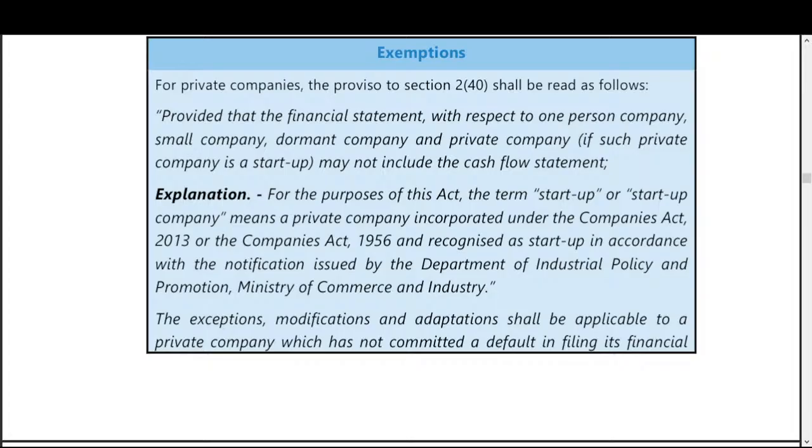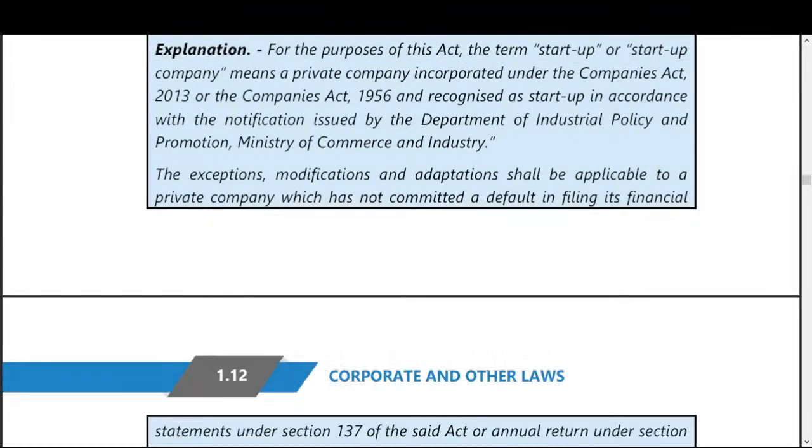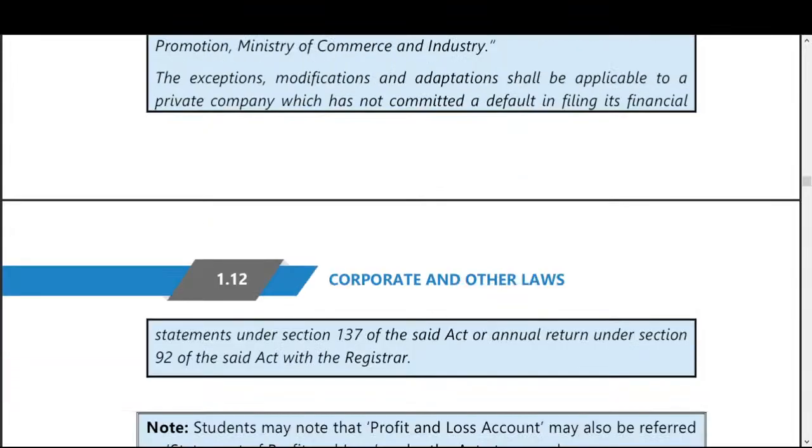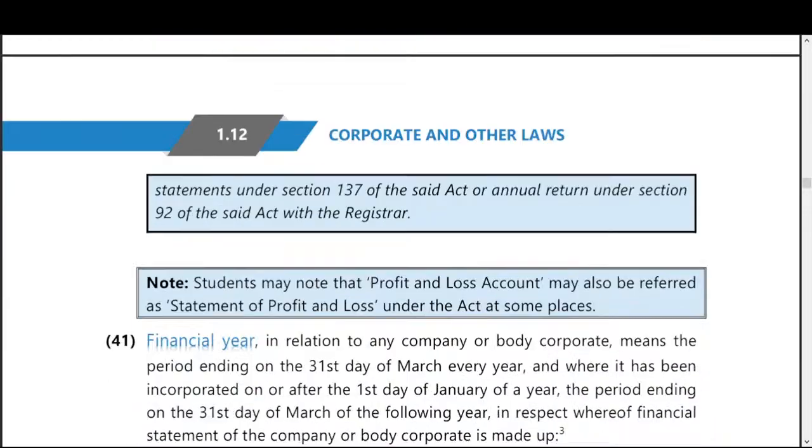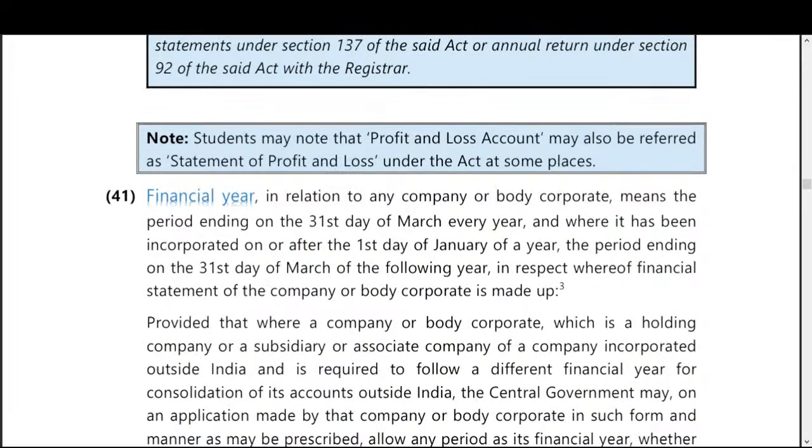The exceptions, modifications, and adaptations shall be applicable to the private company which has not committed a default in filing its financial statement under Section 137 of the said Act or annual return under Section 92 of the said Act with the registrar. Notes: students may note that profit and loss may be referred to as statement of profit and loss under the Act at some places. All right.